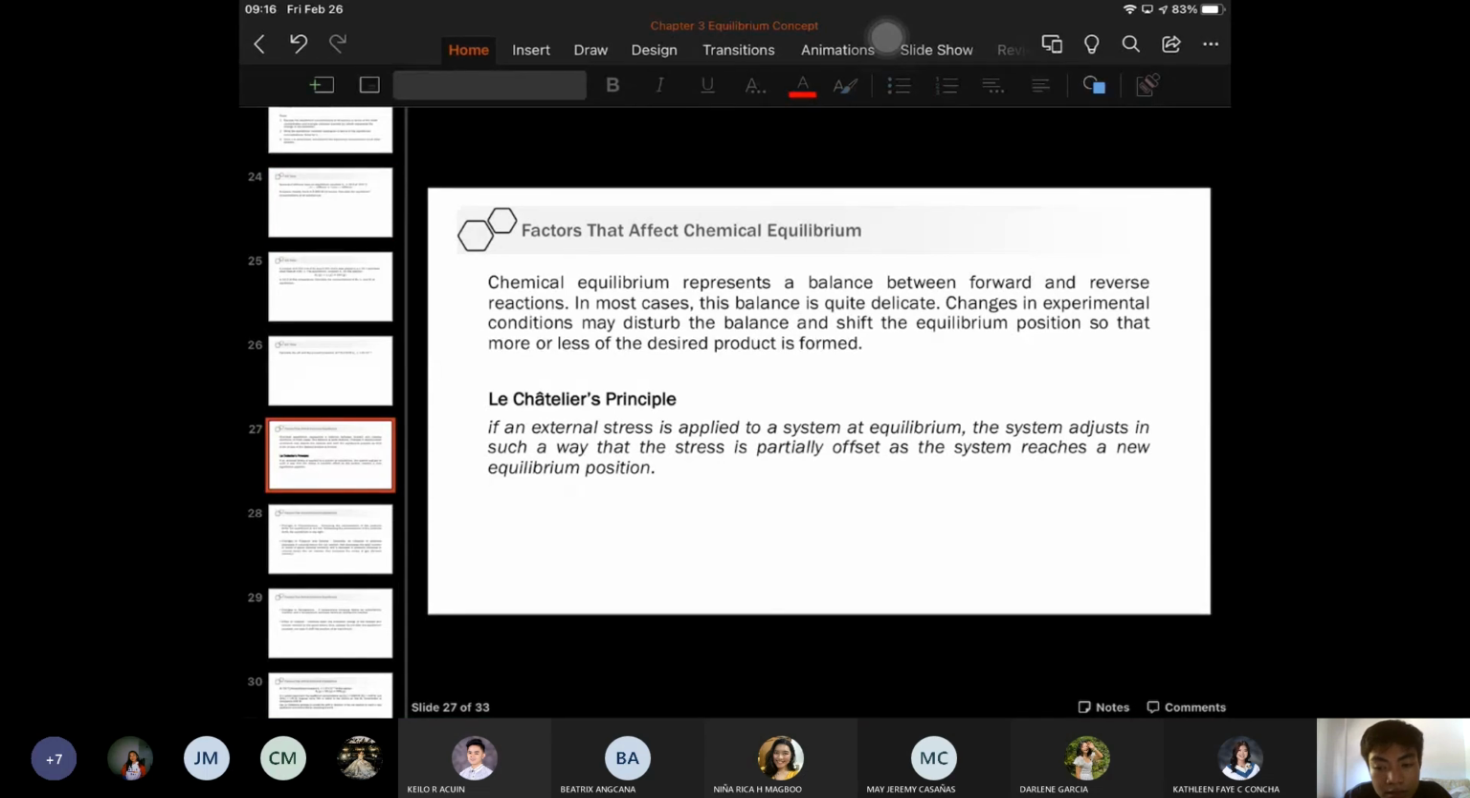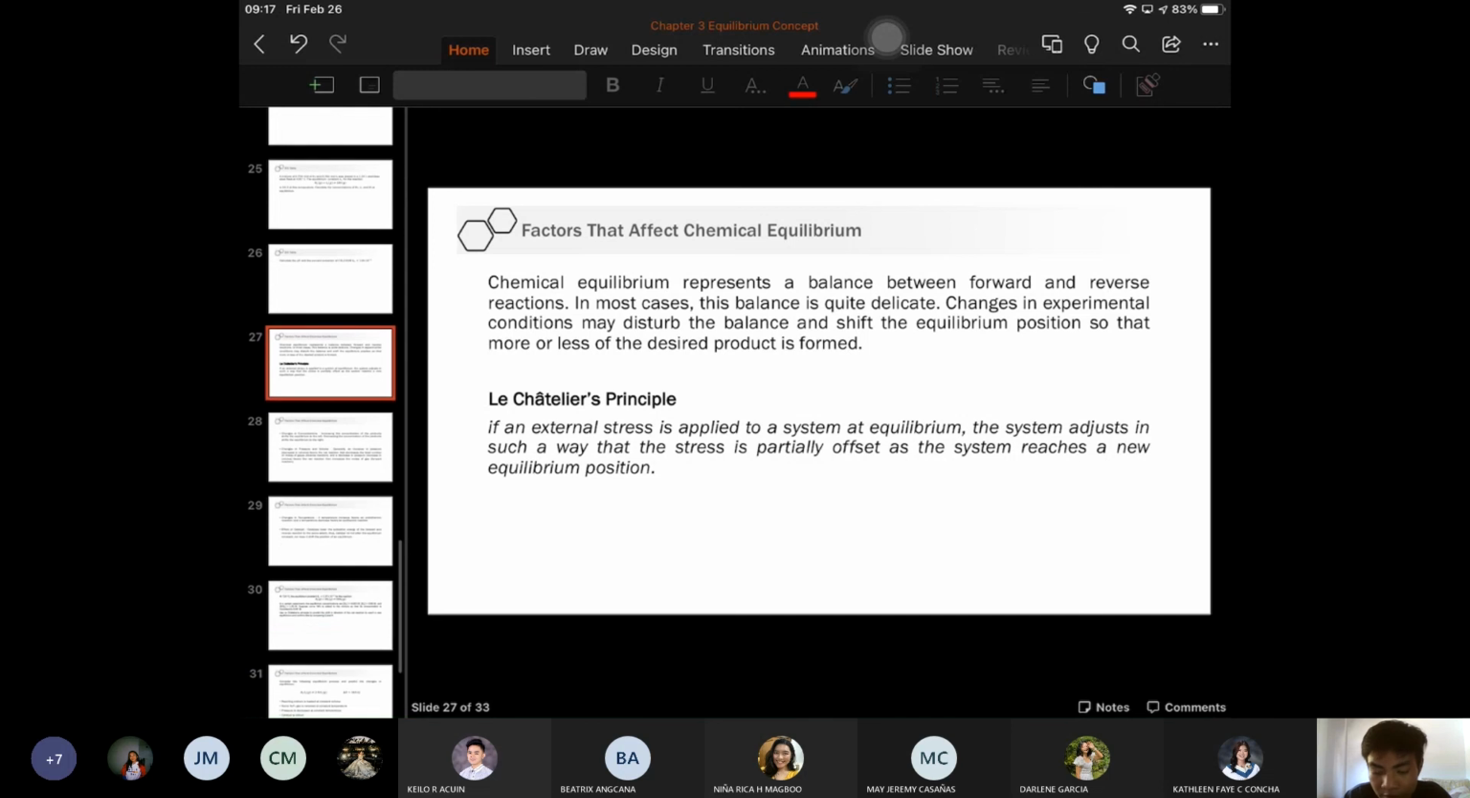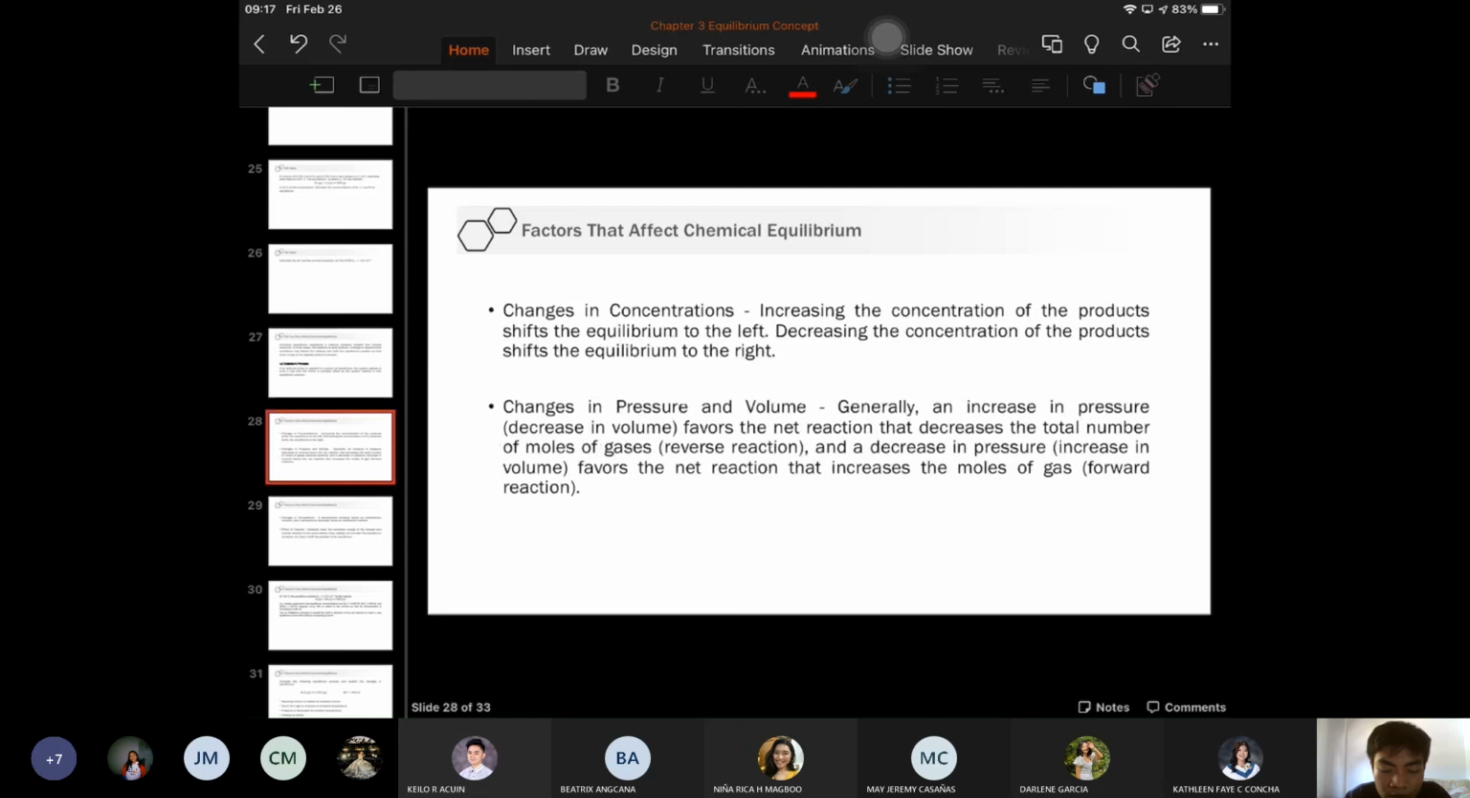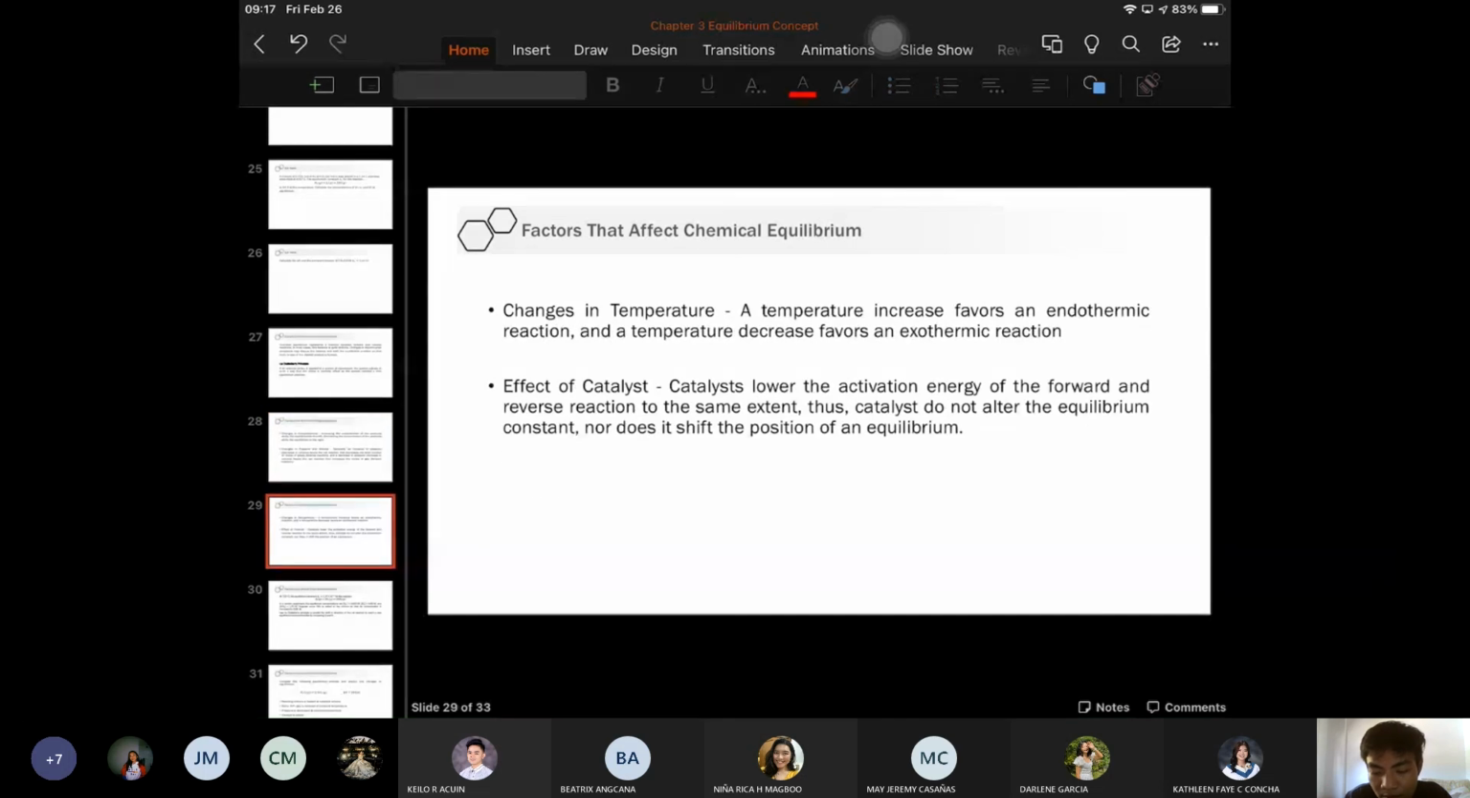Then lastly, Le Chatelier principle. It tells us that the equilibrium will shift in order to reestablish it when the system is stressed, or when the system is changed. So there are four subtopics for the Le Chatelier principle: changes in concentration, changes in pressure, changes in temperature, and catalyst. Among those four, catalyst will not shift the equilibrium.